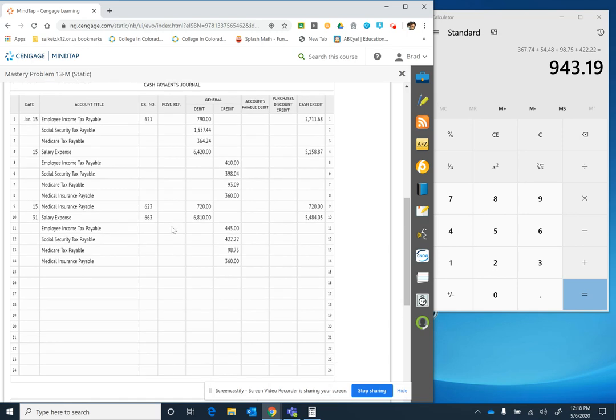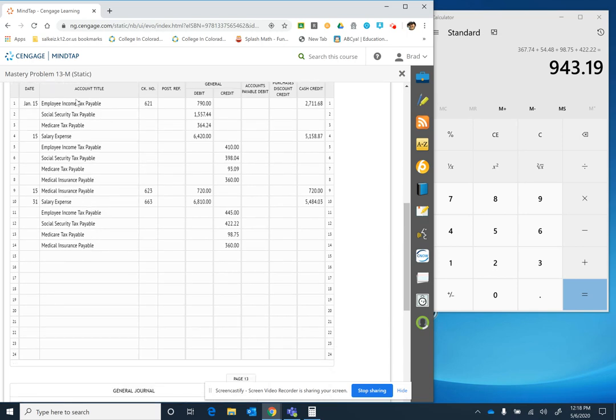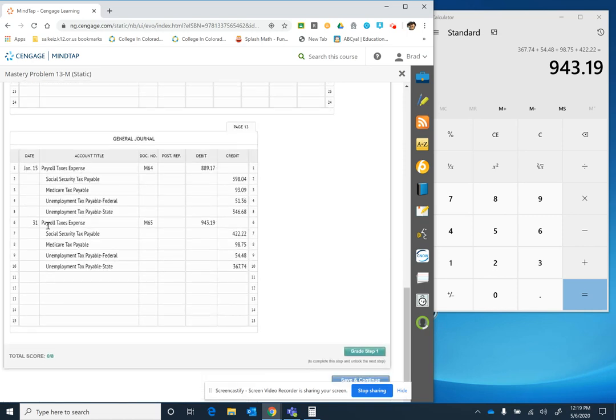We're going to do this here for January and February, just like we did here on January 15th. We're going to add up both of our federal income tax, our employee income tax payables, add up both of our Social Security, and add up both of our Medicare. This is for the month of December. We're going to figure it out for our month of January here very soon.